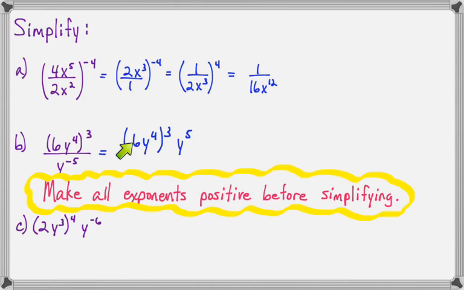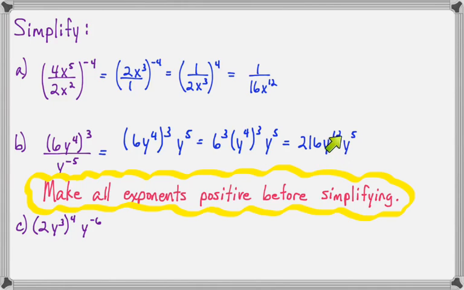And now we have 6y to the 4th all raised to the 3rd times y to the 5th. And I'll do the 3rd power to everything in these parentheses. I'll have 6 to the 3rd, y to the 4th to the 3rd times y to the 5th. Now y to the 4th to the 3rd, that's a power rule problem, so that will make y to the 12th. 6 to the 3rd is 6 times 6 times 6, which makes 216. Y to the 4th to the 3rd is y to the 12th, and then it's times y to the 5th.